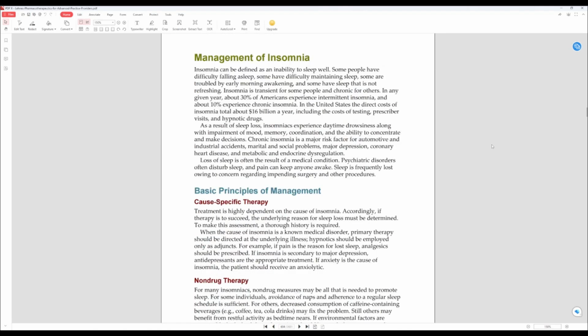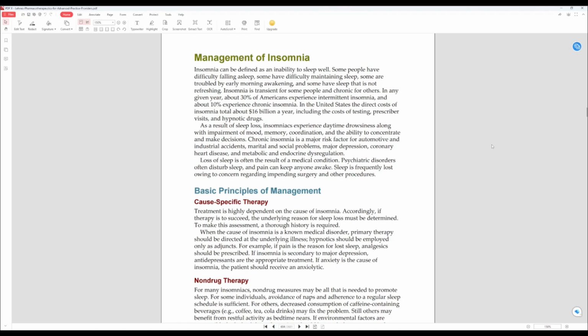The management of insomnia. Insomnia can be defined as the inability to sleep well. Some people have difficulty falling asleep, and some have difficulty maintaining sleep. Some are troubled by early morning awakenings, and some have sleep that is not refreshing. Insomnia is transient for some people and chronic for others. In any given year, about 30% of Americans experience intermittent insomnia, and about 10% experience chronic insomnia.